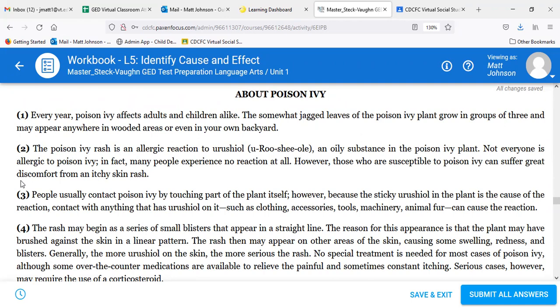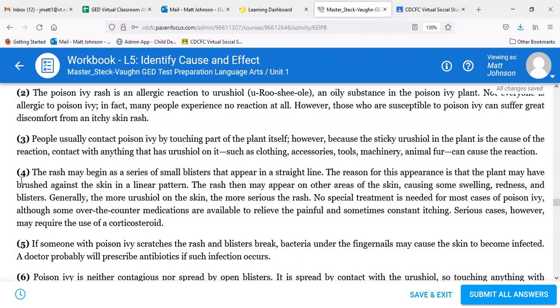Rash may begin as a series of small blisters that appear in a straight line. The reason for this appearance is that the plant may have brushed against the skin in a linear pattern. The rash then may appear on other areas of the skin, causing some swelling, redness, and blisters. Generally, the more urushiol on the skin, the more serious the rash.